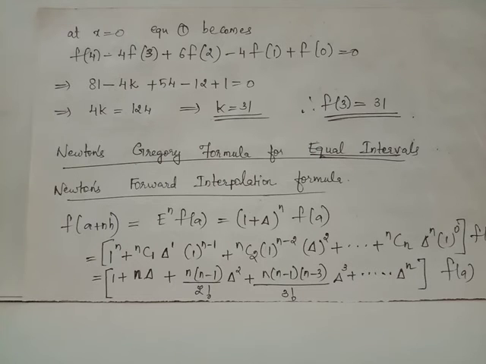Giving the values, we get 81 minus 4k plus 54 minus 12 plus 1 equals 0. From where we have LHS obtained as 4k and RHS 124, taking all the constants without k to the RHS. Simplifying, we get k equals 31 and thus we have f of 3 equals 31.